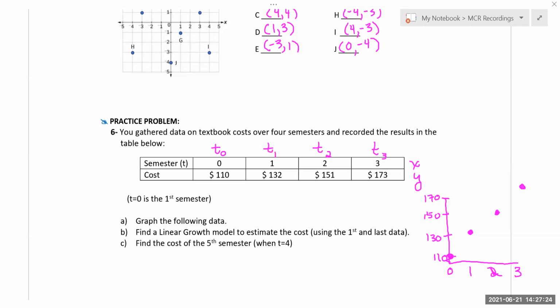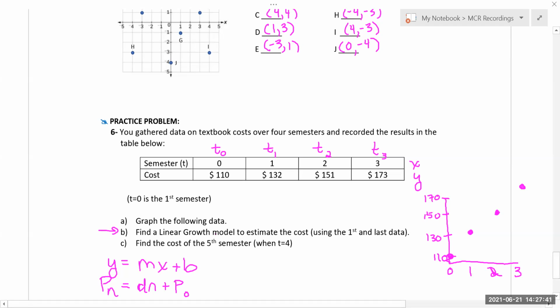So then how we want to do the linear growth model. This is kind of an intro. Y equals mx plus b, which is Pn equals Dn plus the P0. We're going to formally talk about this next time.